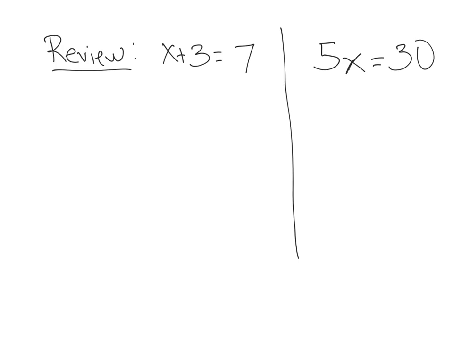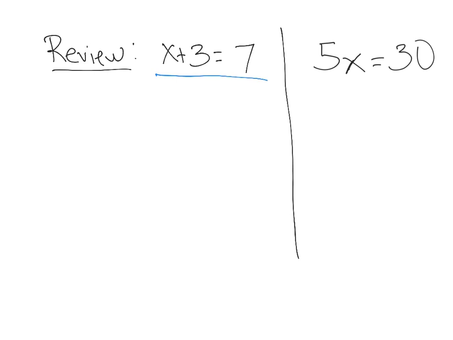Our process for solving one-step equations is to identify the operation and then undo it, or inverse it, using its opposite. So in our first problem here, I have x plus 3 equals 7. Now the first thing I'm going to do is identify the operation. In this case, the operation is add 3, because the number that's stuck to x is an add 3.